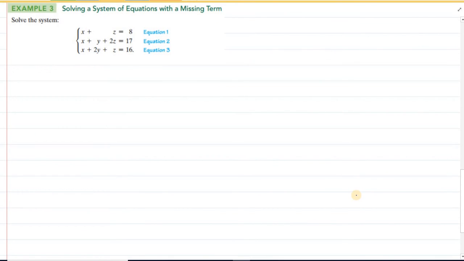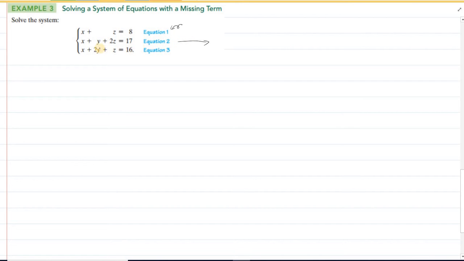We have another system. In this case, we can already use equation 1, right? Because in equation 1, we don't have y. So then what we're going to do is we're going to use equations 2 and 3 and get rid of y. Okay, this time I'll be a little bit lazy, so I'm just not going to recopy this whole thing.